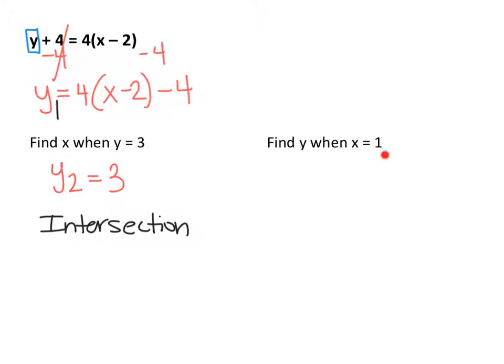Okay, so what about finding y when x equals 1? If you have an x value, that's when on the graph screen we do trace. F1 is trace on your Casio.